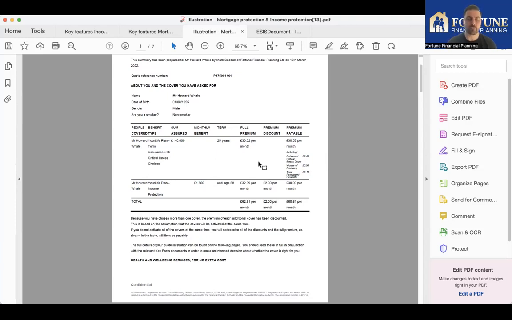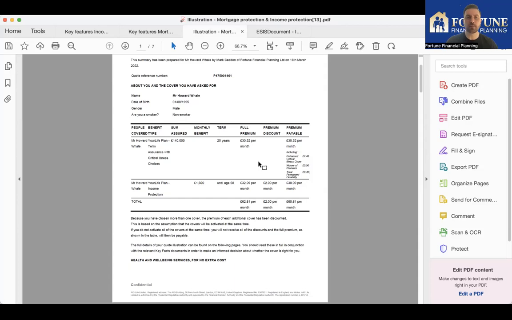So that policy is covering the mortgage debt, not the value of the property. It's the debt that needs paying off. It's 140,000 over 25 years, and the premium on that is £30.52. Now you can see that some additional add-ons have enhanced the critical illness cover to its maximum potential, which is £7.46. And we've included waiver premium at 50p and total permanent disability at 40p. I'm going to come on to that in a second.